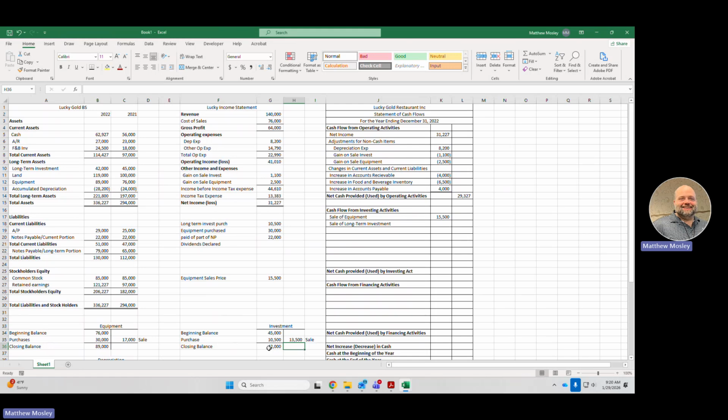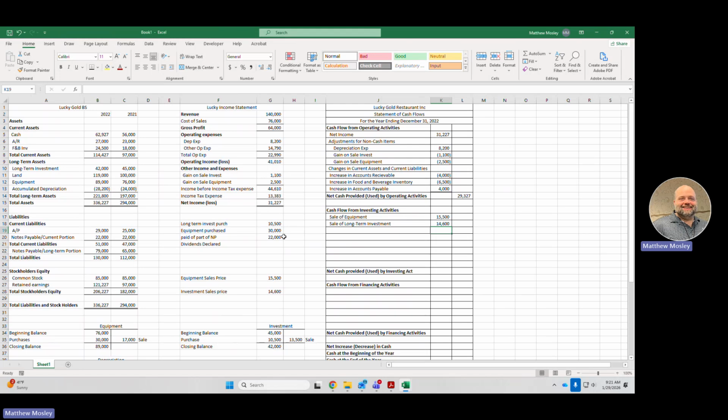Now, was there a gain on our sale of investment? Yeah, it's right there in our income statement. So we're going to take equals this plus that, and we're going to have our investment sales price. Now, if you set everything up the same way I did, you should automatically get some of these numbers too if these have changed.